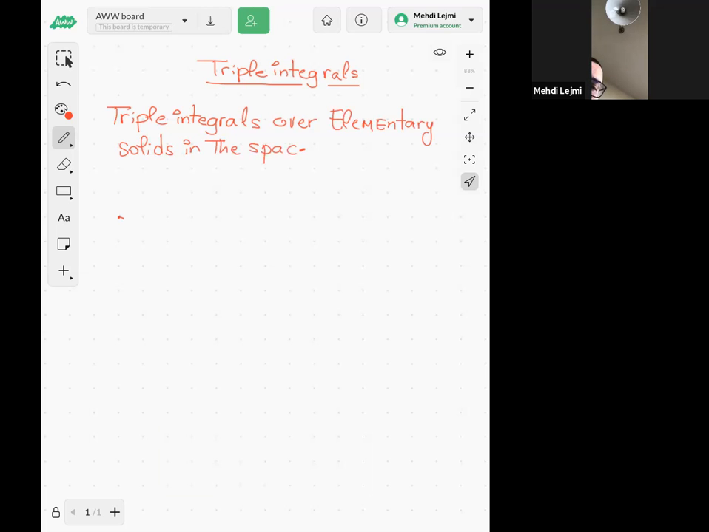So on Tuesday, I defined the elementary solids in the space. I think I gave just one example, the ball one. But I'm going to quickly remind you of the definition of elementary solids in the space, and I'm going to give you more examples. And then of course we're going to define the triple integrals over these elementary solids, right? So let me just remind you quickly.